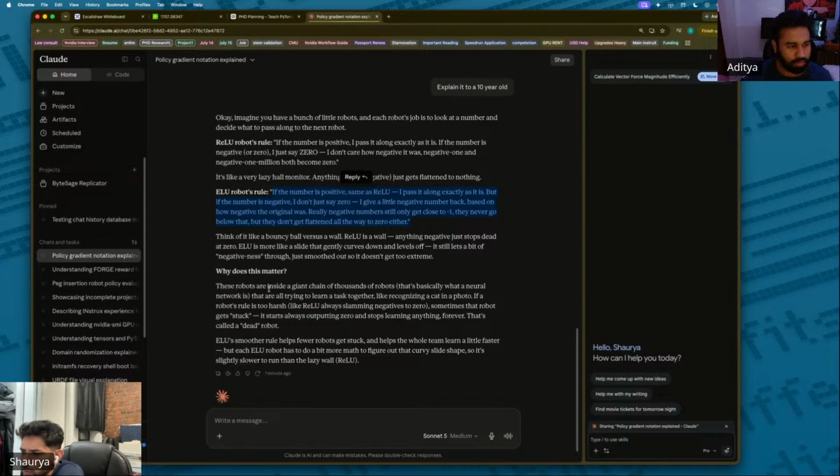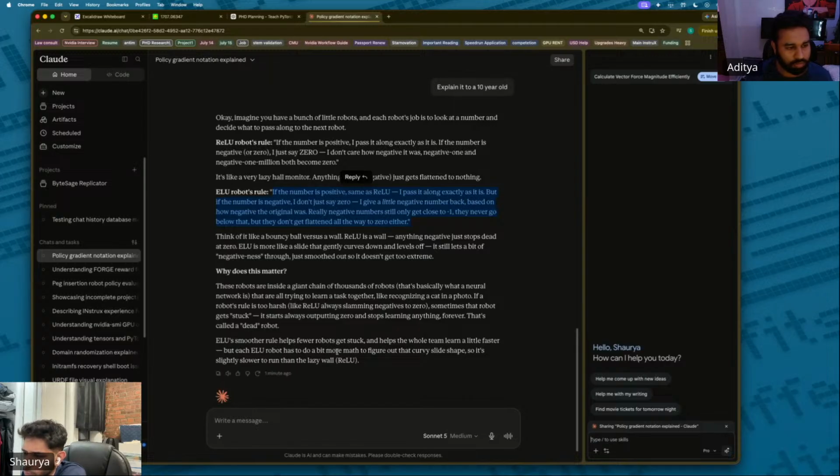Why does it matter? These robots are inside a giant chain of thousands of robots. That's basically what a neural network is, all trying to learn a task together, like recognizing a cat in a photo. If a robot's rule is too harsh, like ReLU, always slamming negatives to zero, sometimes the robot gets stuck. It starts always outputting zero and stops learning anything forever. That's called a dead robot. ELU's smoother rule helps fewer robots get stuck and helps the whole team learn a little faster.